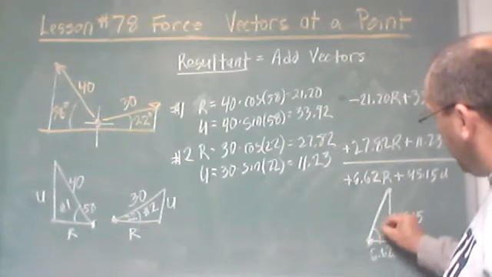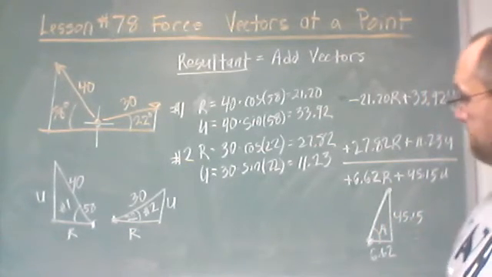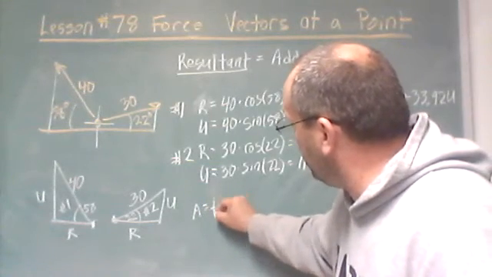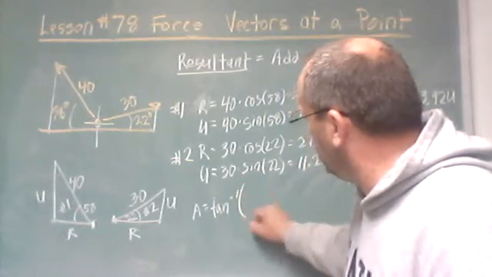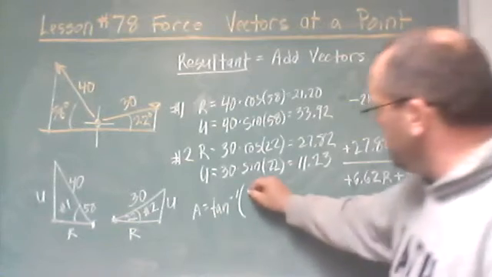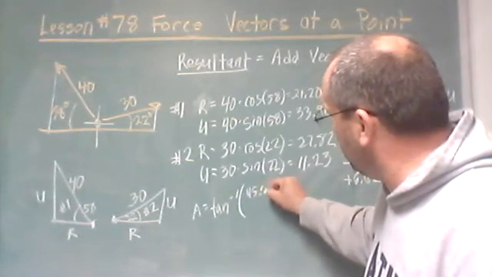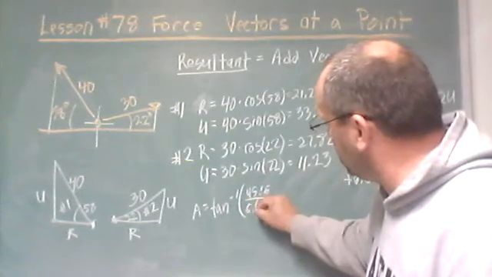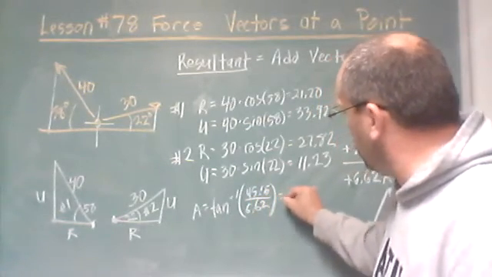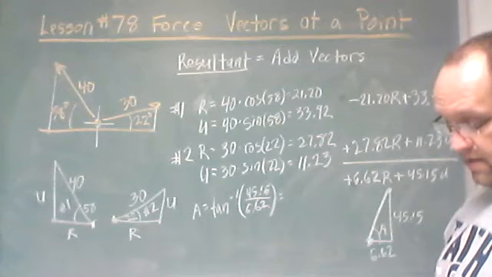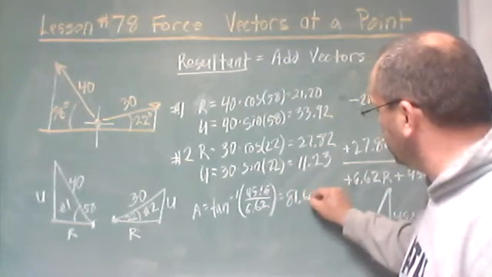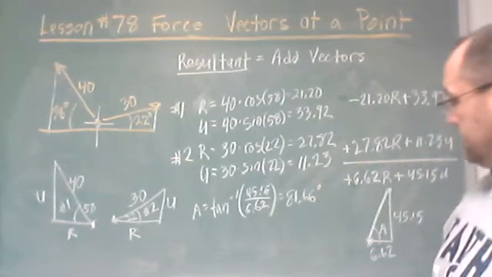Okay, I need to find this angle A. Okay, the angle A is going to be the inverse tangent of the side opposite to it, 45.15, divided by the side adjacent to it, 6.62. Okay, that's going to equal, when I put it in my calculator, 81.66. It's in degrees.